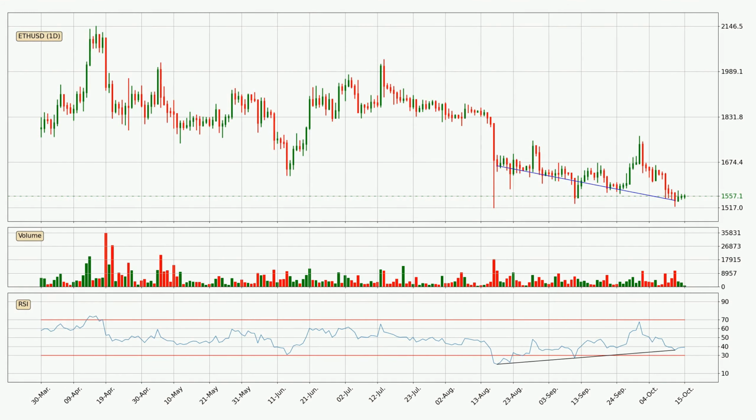Looking for divergence in the daily time frame, there is a bullish divergence, which means the price could go up from now or at least consolidate for some time.